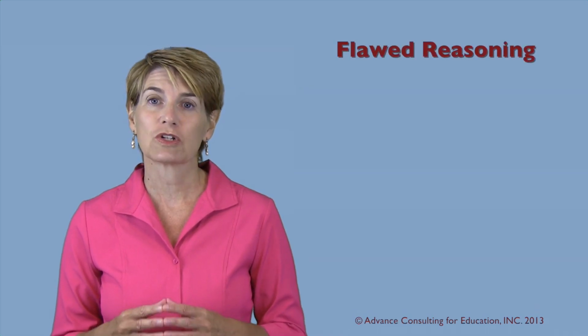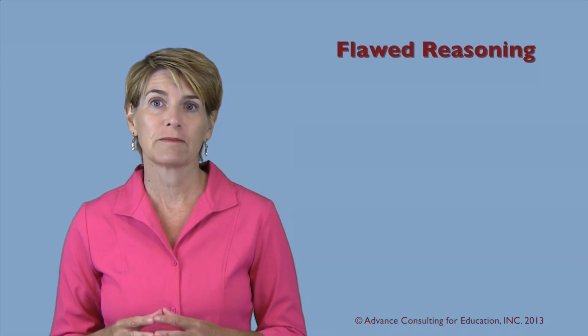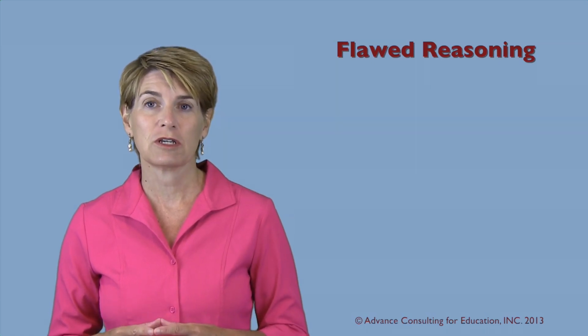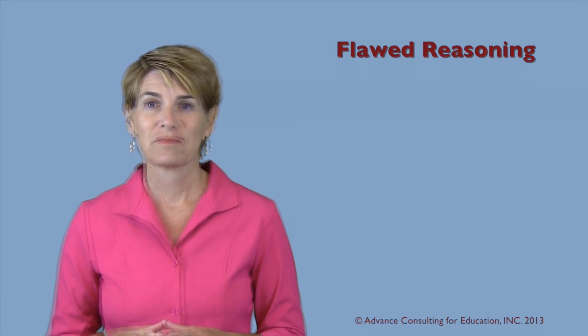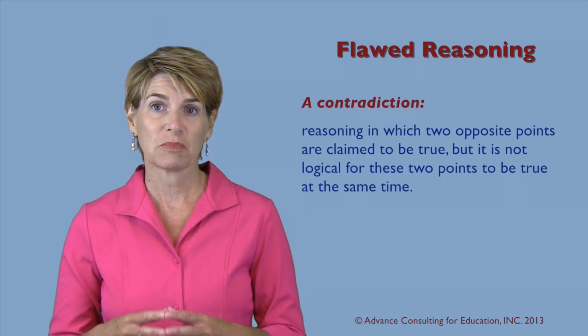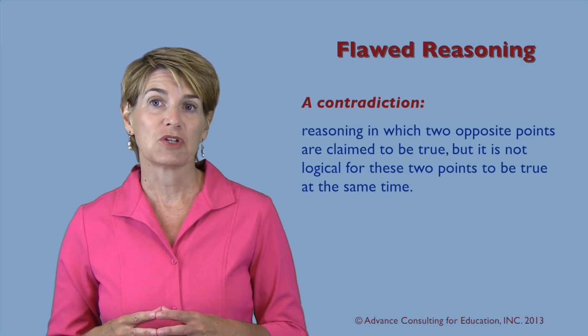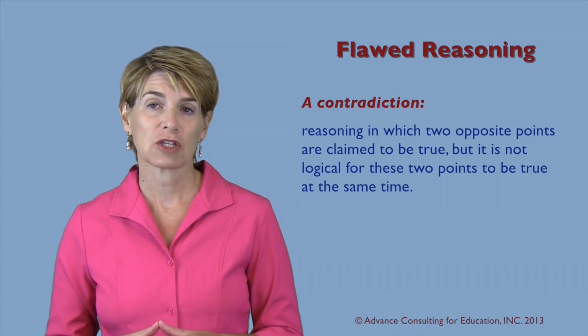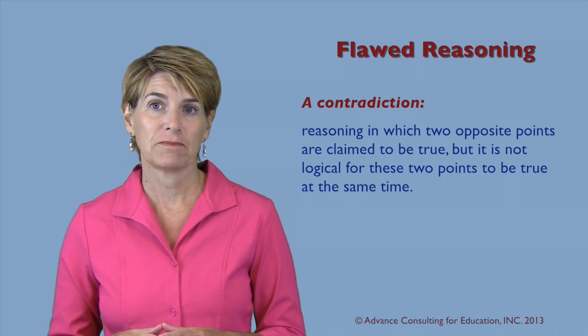We don't just have to teach our students types of effective reasoning, so deductive and inductive reasoning. We also have to teach them flawed reasoning, which obviously we want them to avoid. Here are some examples of flawed reasoning that we might want to teach our EAP students. A contradiction is reasoning in which two opposite points are claimed to be true, but it is not logical for these two points to actually be true at the same time.